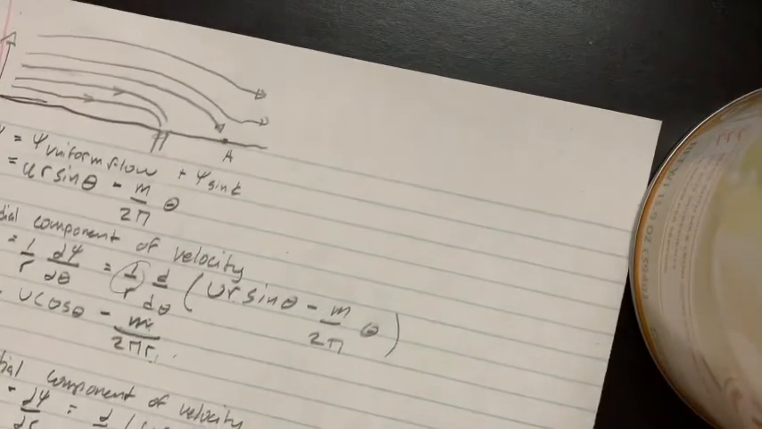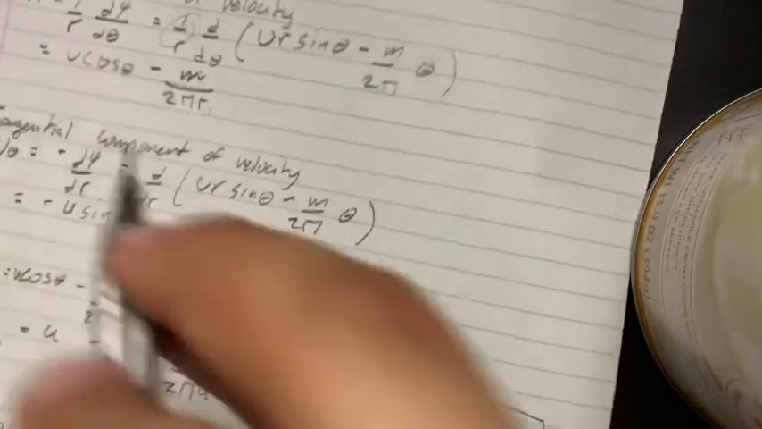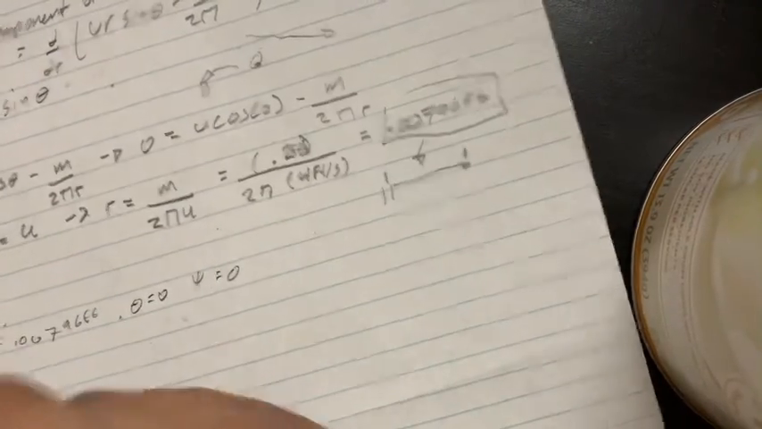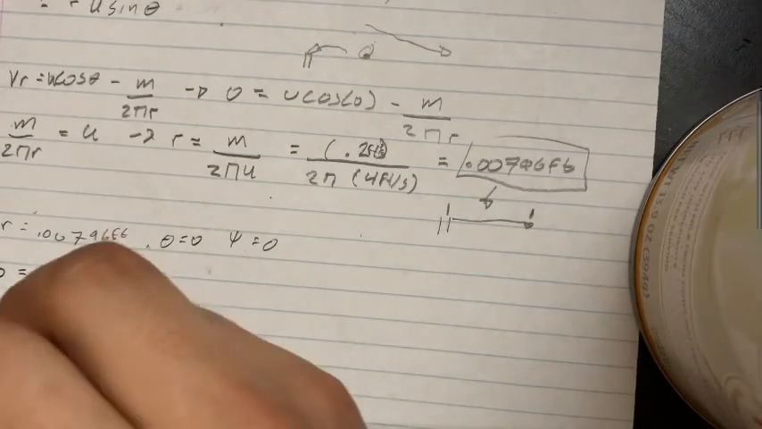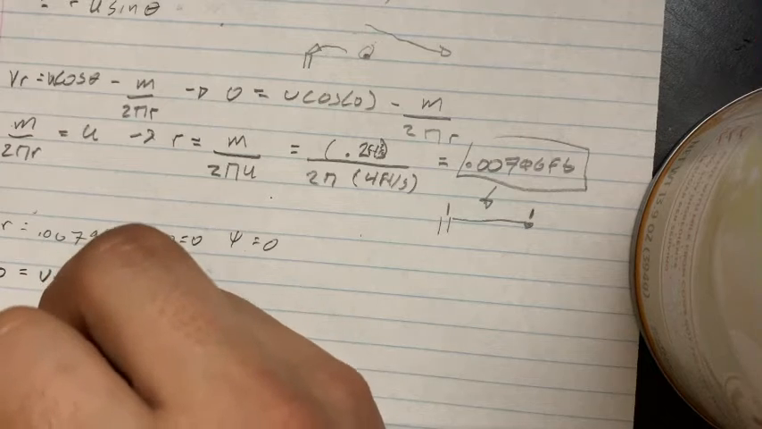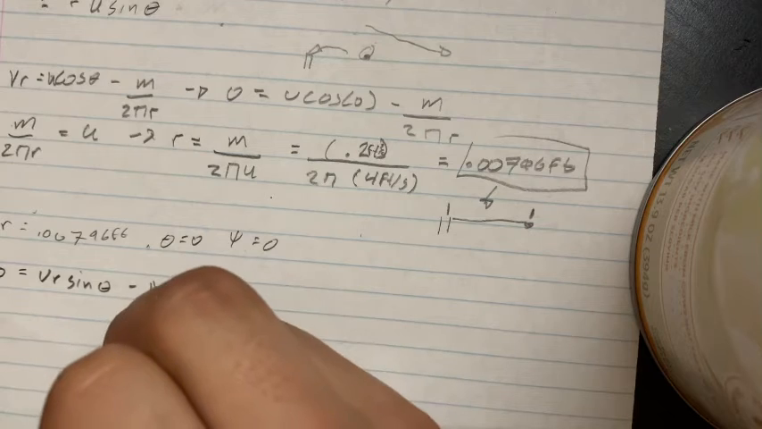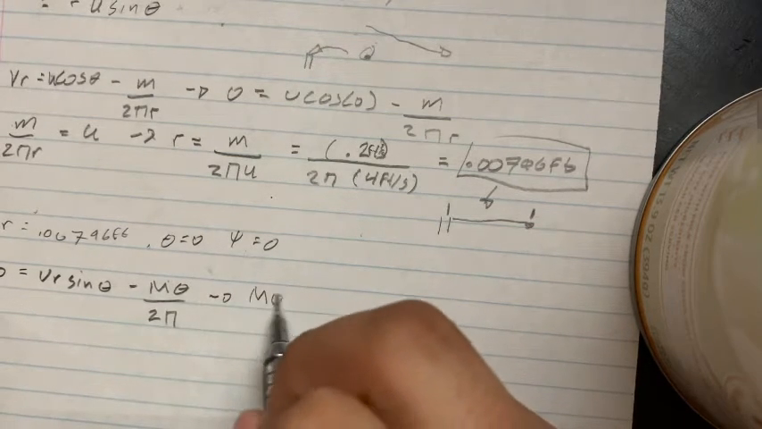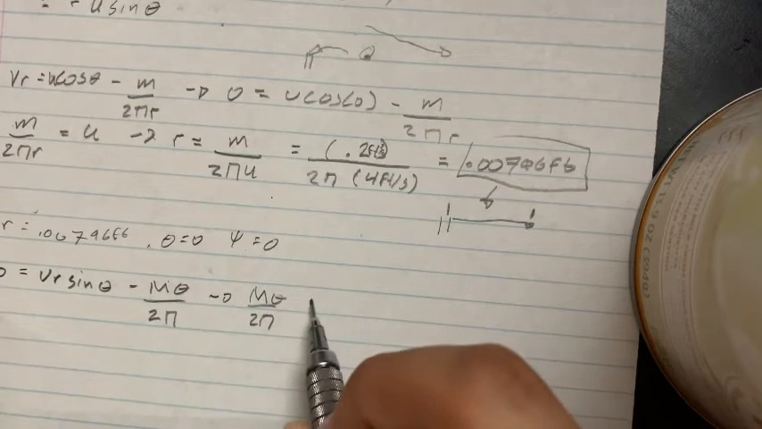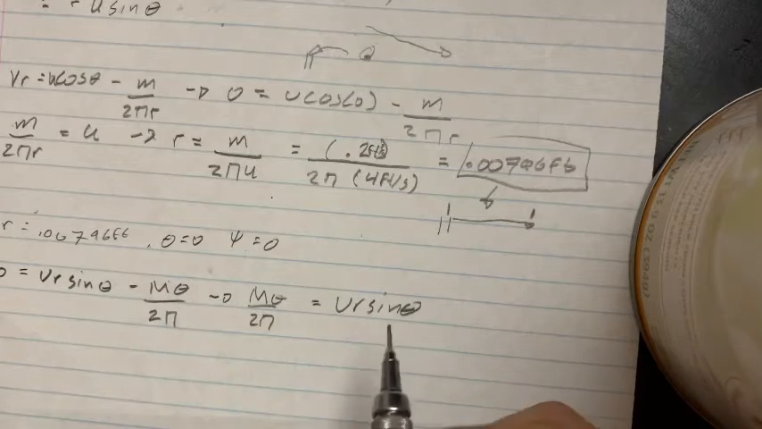So now if you go back to the original equation that we found here, and you write that out, knowing now that the psi is 0, you have 0, rearrange this, equals ur sine theta minus m theta over 2 pi. This can be rearranged into m theta over 2 pi equals ur sine theta.